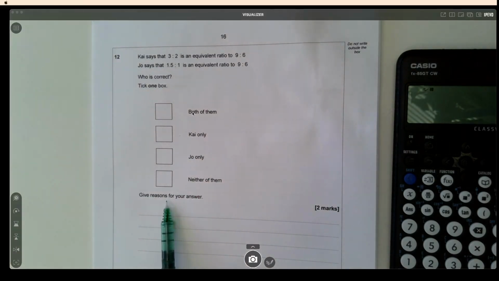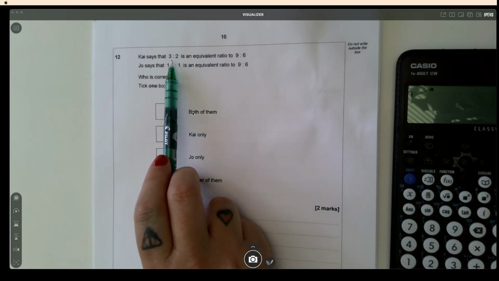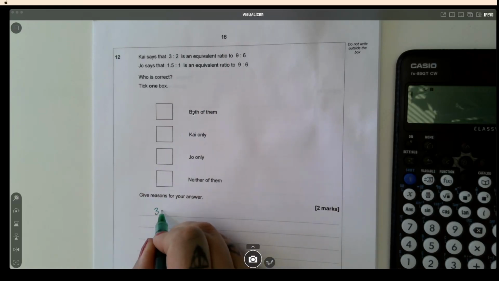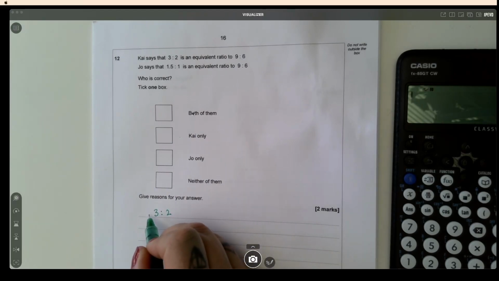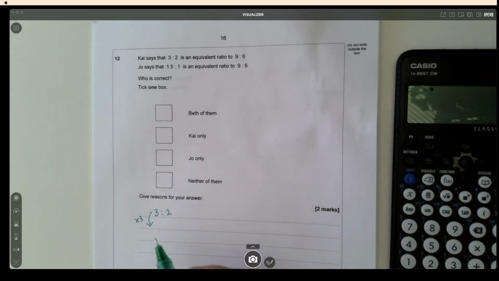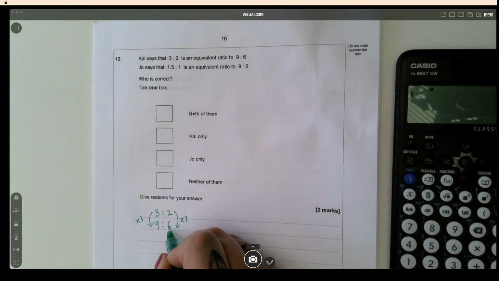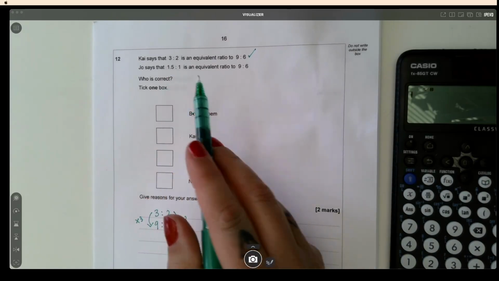Now, when it says give reasons, it doesn't necessarily have to be a worded sentence. You can just show some kind of working out that shows why you've picked the option. So they think that 3 to 2 is equivalent to 9 to 6. If I multiply 3 by 3, I get 9. With ratio, we have to do the same to both sides. So if I multiply 2 by 3, I get 6. So Kai is correct. Now we need to see if Joe is correct.